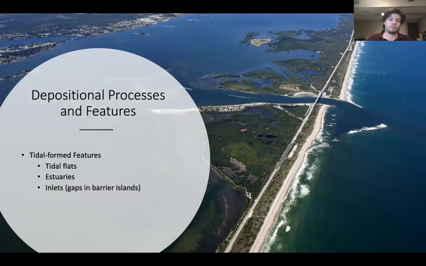Further, you have tidal formed features. So we've been talking about sort of wave form features so far, but you also have tidal form features like tidal flats, estuaries, and inlets. You can see a picture of an inlet here, and we'll talk a little bit more about the parts of an inlet on the next slide, but get a good idea of what that looks like. And an inlet is a gap in the barrier island. So you can see this barrier island here.